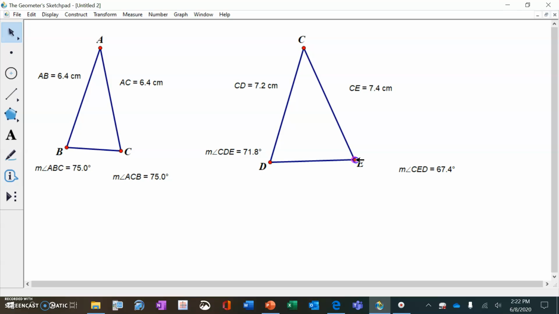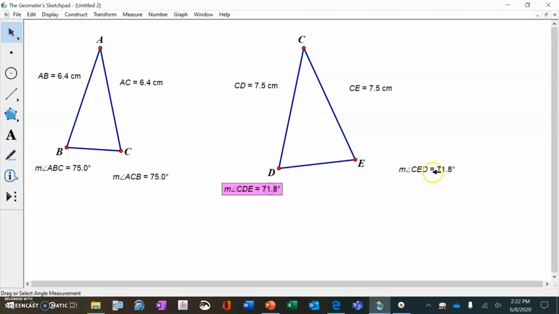67.4. 67 point, there's 67. What if I go back and make this guy? So I'm trying to make these be equal to each other. There's 72.1. There we go. 71.8 and 71.8. So I made the base angles finally be equal to each other, and look what happened. Up here, it is an isosceles triangle.